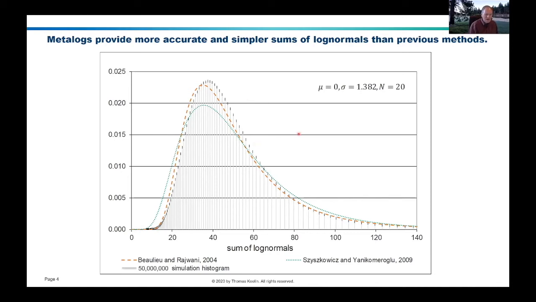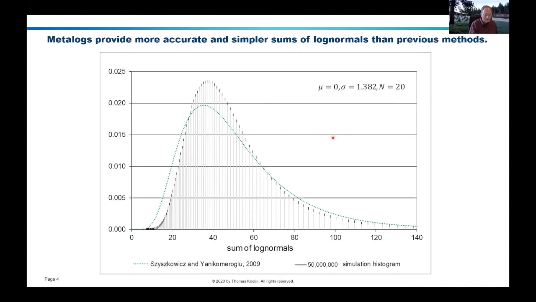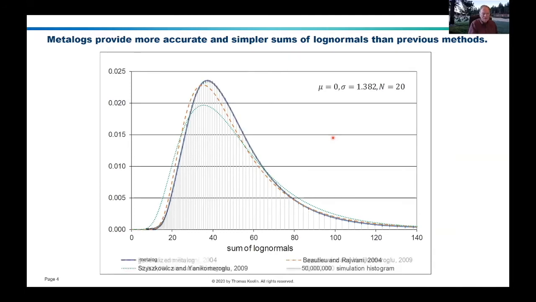So the question is, if you do your 50 million simulations, and then you took 9 quantiles off of that corresponding to your reference probability vector, which is quite a straightforward thing to do, and then you fit a log metalog to that, what would it look like? And the answer is, here it is. And as you can see, the log metalog is virtually indistinguishable from the 50 million simulation histogram.